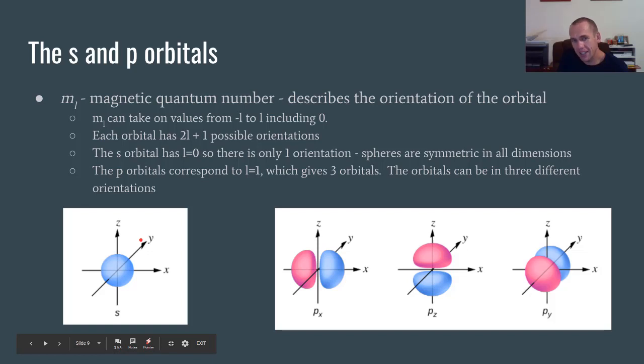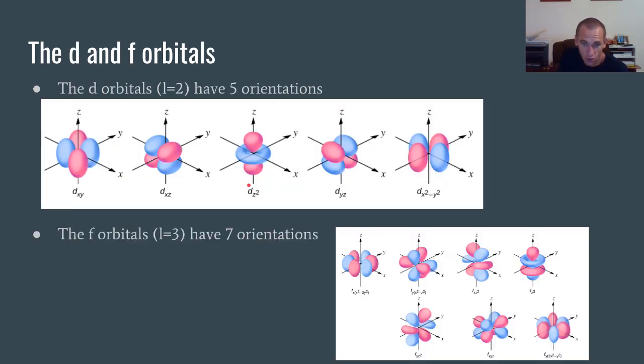But when L is equal to 1, there's actually 3 orientations possible, because this dumbbell can be oriented horizontally on the x-axis, vertically on the z-axis, or horizontally on the y-axis. There's 3 orientations. So the p orbital actually consists of the same shape oriented in 3 different ways. The d and f orbitals are going to do similar things to that.